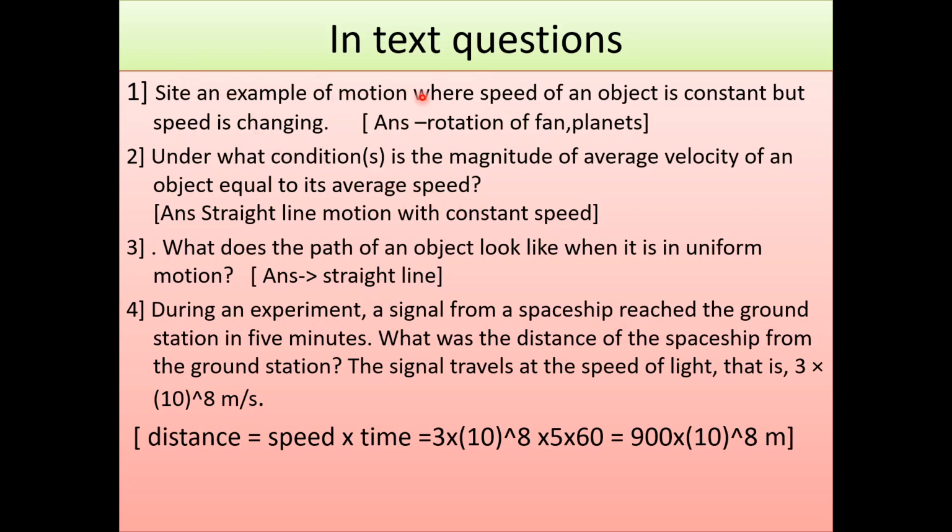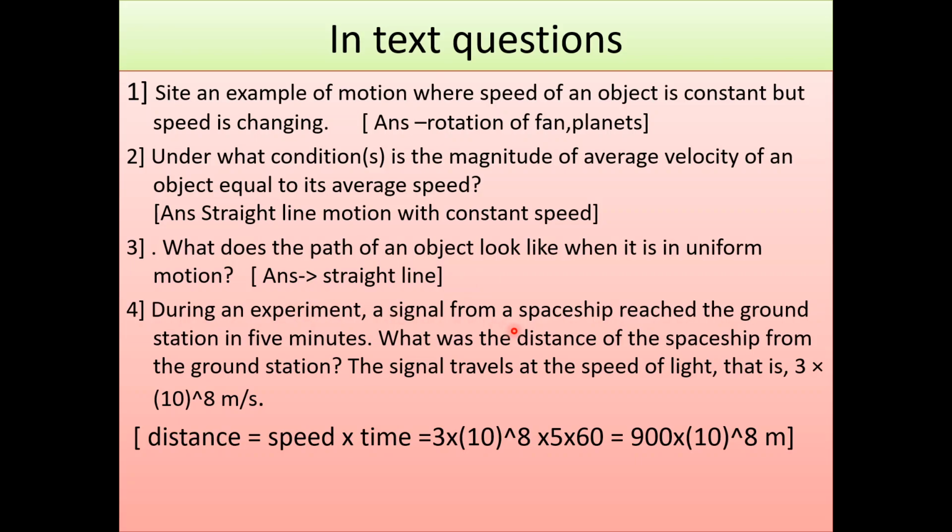Now a few in-text questions related to speed and velocity. Cite an example of motion where the speed of an object is constant but the velocity is changing. That is the rotation of a fan, or planets. Why? Because the direction is changing. Under what conditions is the magnitude of average velocity of an object equal to its average speed? When the object is having straight line motion. What does the path of an object look like when it is in uniform motion? The path is a straight line. We have drawn the graph also to represent uniform motion, it is a straight line graph.